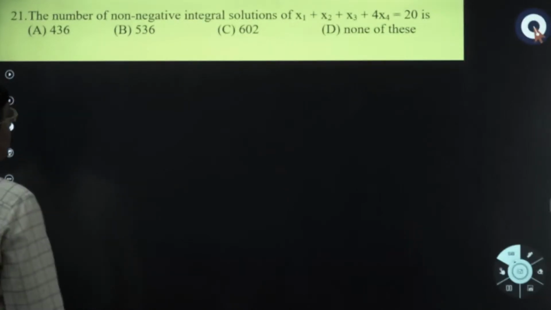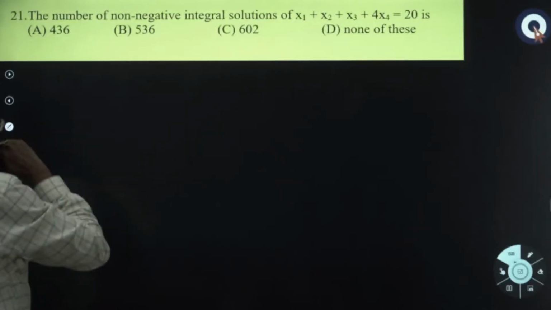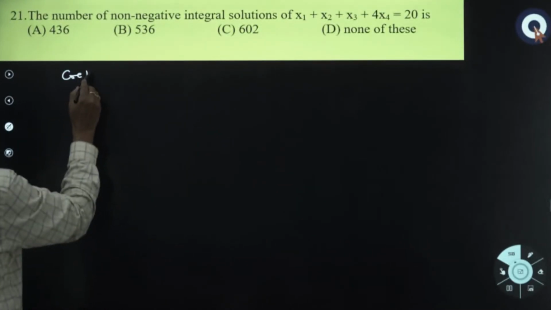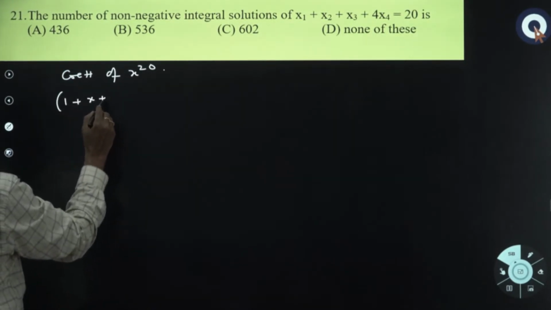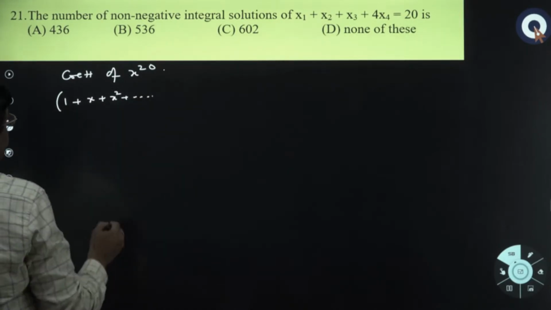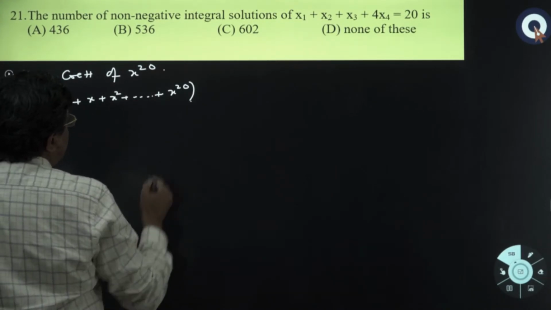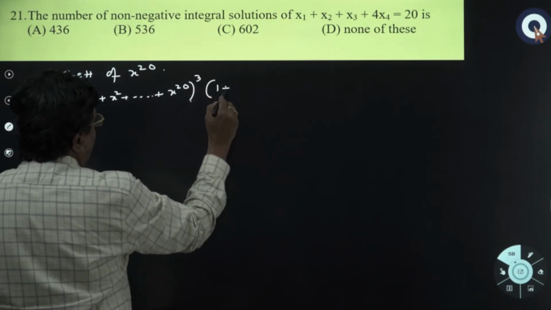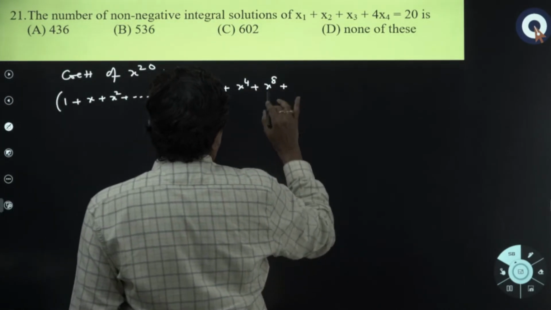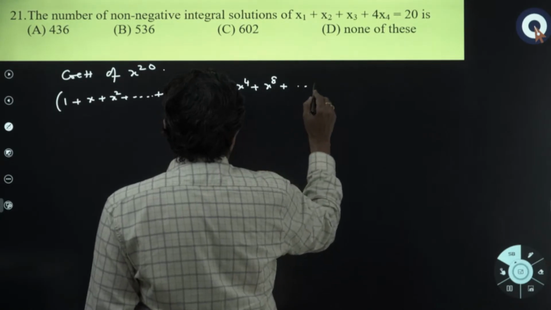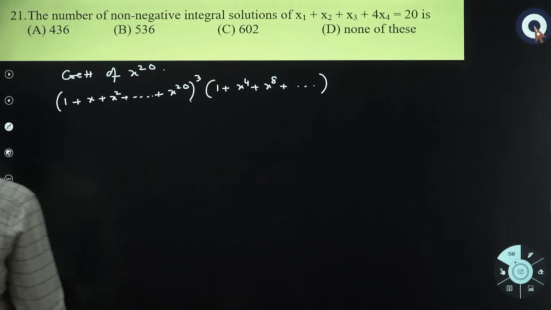The number of non-negative integral solutions of this equation, with x to the power 20. So, it is a question of finding the coefficient of x to the power 20 in the expansion of 1 plus x square, etc., x power 20, maximum 20, whole cube into 1 plus x power 4 plus x power 8 plus like that. This is one method you can follow. The other method is by distributions. This is by selections. If you want to do it by distributions, you can do that also.